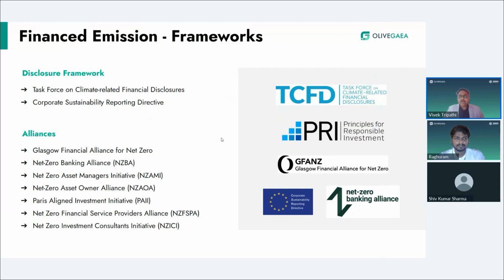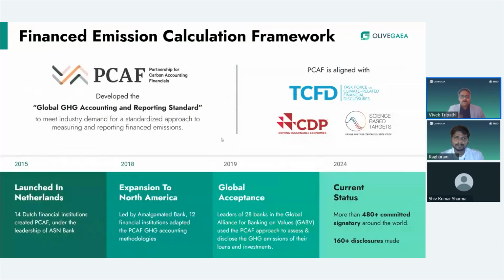What we have seen locally here in the GCC region is pretty much TCFD, PRI, NZAOA, and Net Zero Banking Alliance. Those are the frameworks which most of the banks would align themselves with. But the core of all these alliances and respective reporting requirements starts with the bank working on their financed emission itself. And that's where we would talk more in the coming slides. Coming up with the framework first.